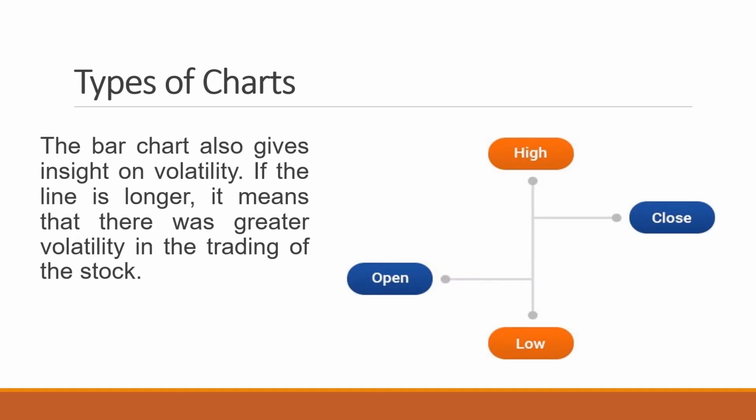Now see here, the top part of the vertical line represents the highest price at which the stock traded during the day. Similarly, the lower part represents the lowest traded price. The left extension represents the price at which the stock opened, while the right extension represents the closing price of the day. In addition to offering greater detail than a line chart, the bar chart also gives insight on volatility. If the line is longer, it means that there was greater volatility in the trading of the stock.